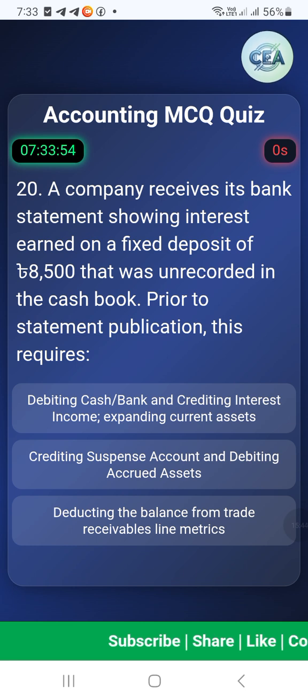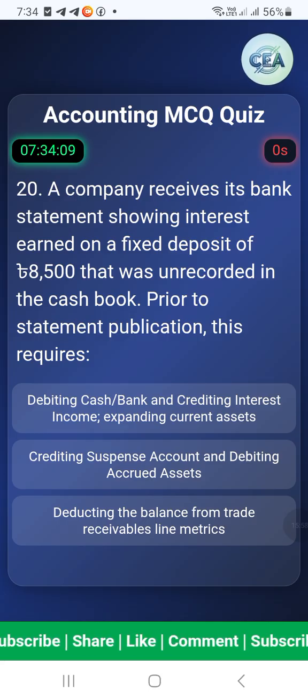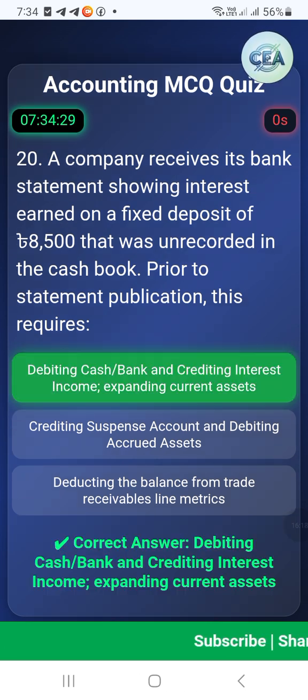20. A company receives its bank statement showing interest earned on a fixed deposit of 8,500 takas that was unrecorded in the cash book. Prior to statement publication, this requires: Option 1. Debiting cash bank and crediting interest income, expanding current assets. Option 2. Crediting suspense account and debiting accrued assets. Option 3. Deducting the balance from trade receivables line metrics. Correct answer is debiting cash bank and crediting interest income, expanding current assets.